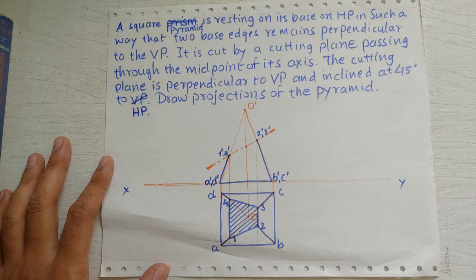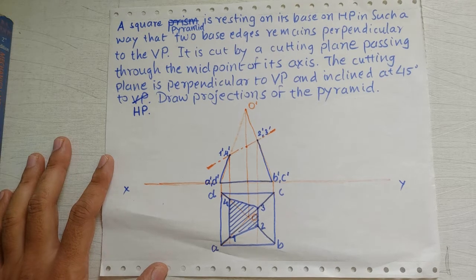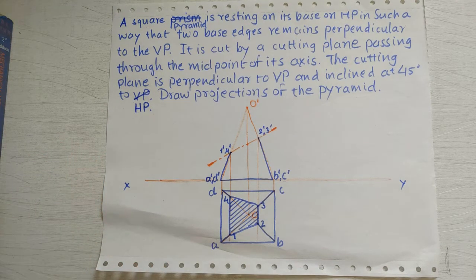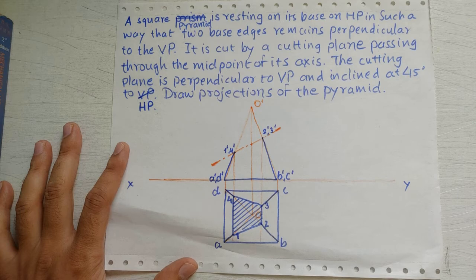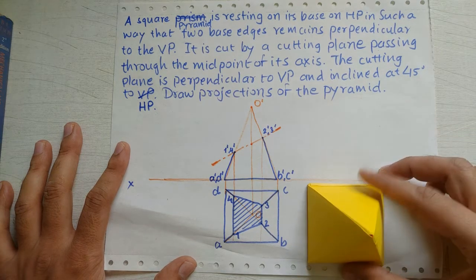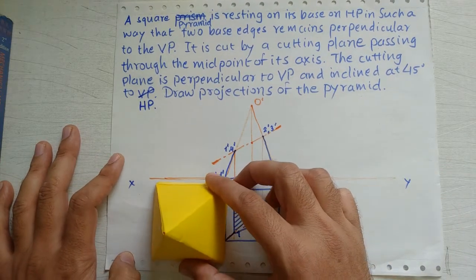So let's start the next portion of this problem. Now in the previous video we solved this basic problem of section of solid, and it is a problem about a square pyramid, right? So the problem statement was it is resting on its base on HP, and so we can imagine it like this. This is a pyramid which is resting on its base on HP, right?